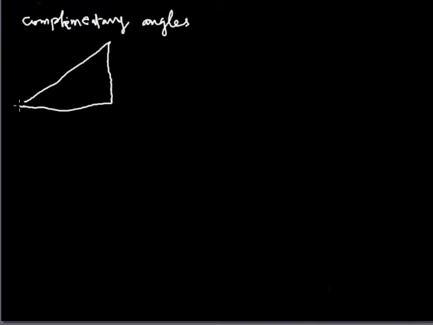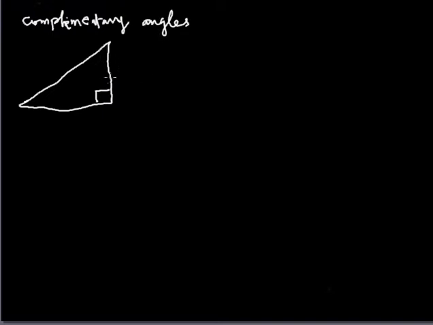What we're going to be doing today is trigonometry, complementary angles. Complementary angles. Okay, and we're going to be considering a right angle triangle in finding out the complementary angles.